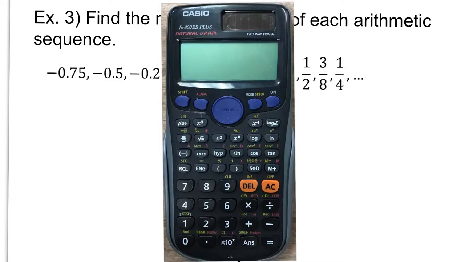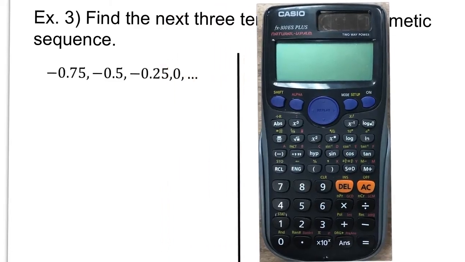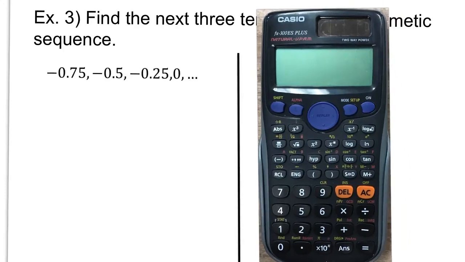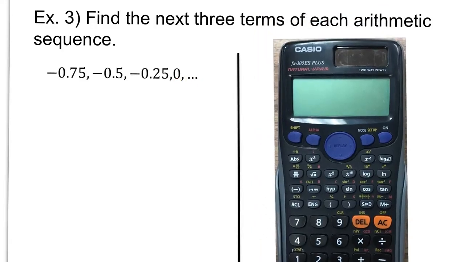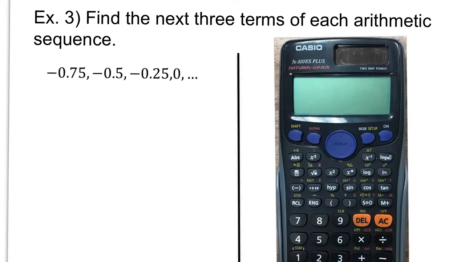So let's try it. I'm going to just move the calculator to the right side here before we do the fractions. But we do have the negative 0.75, negative 0.5, negative 0.25, and then we have 0, and then we have dot, dot, dot, dot. Now, again, we are looking for the next 3 terms. So I'm just going to underline here the next 3 terms of the arithmetic sequence. Now, what you can do, if you are not really sure what the pattern is, what the common difference is, you can take the second term.